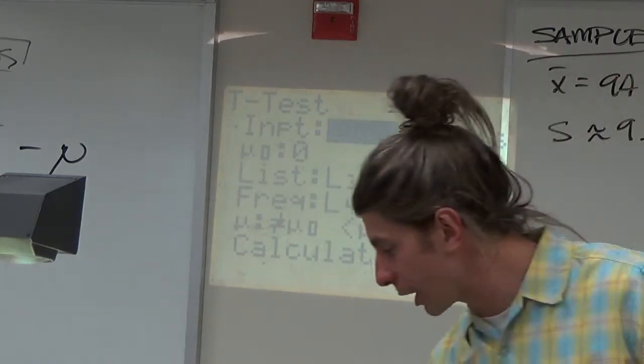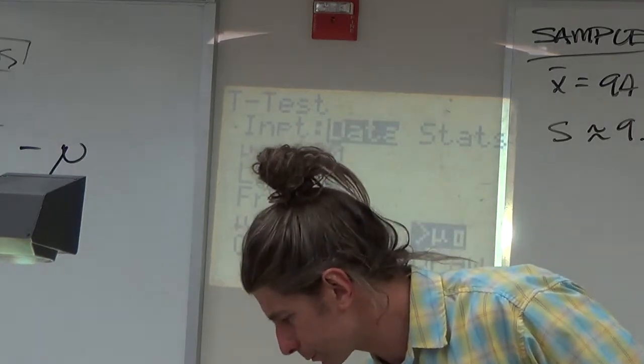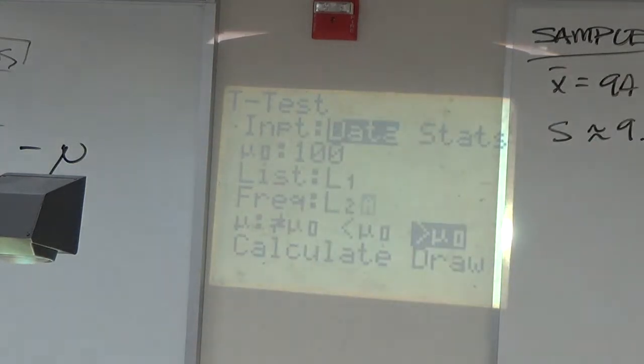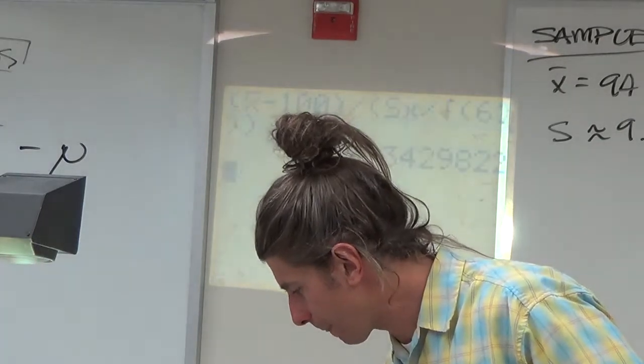Mu naught, what do you think's going to go in there, based on how 1 prop Z or Z test works? Your null value. In this case, it's 100. Yes, perfect. 100. Where's your data? Mine's in L1 and L2, I believe. If I did mine backwards, do I do L2, L1? Yes, ma'am. I'm going to check mine and make sure mine's actually there. It is.